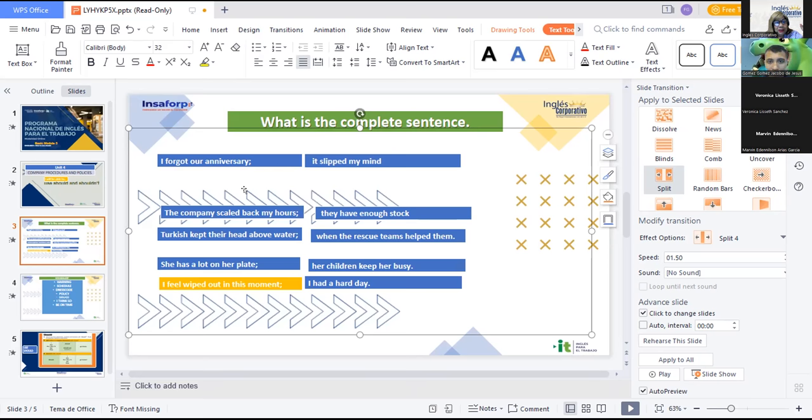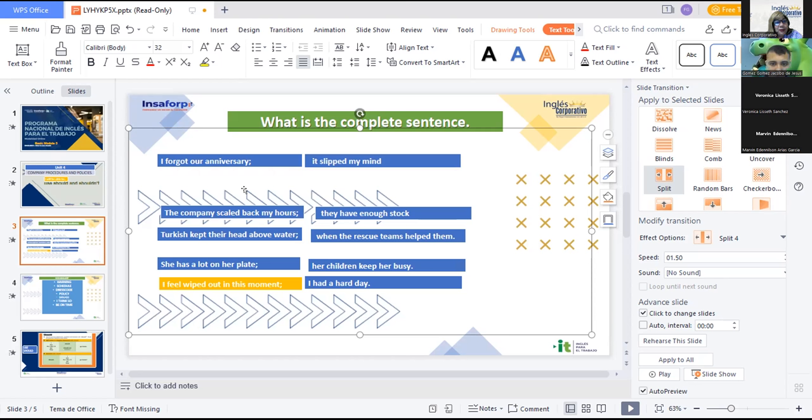Okay, that is the context. Here in number 4, the idiom is "have a lot on somebody's plate." That is many activities to do. Very busy, right? A person who has a lot of activities. In this case, we say she has a lot on her plate because her children keep her busy. That's why she has a lot of activities, because she has children and the children keep her busy.